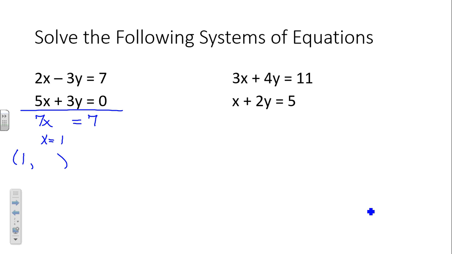So we can substitute 1 in for x in either equation. You pick which one you like. 2 times the 1 minus 3y has to be equal to 7. So if I have a positive 2, I'll take it away from both sides. And negative 3y is going to be equal to a positive 5. And then I divide both sides by negative 3.